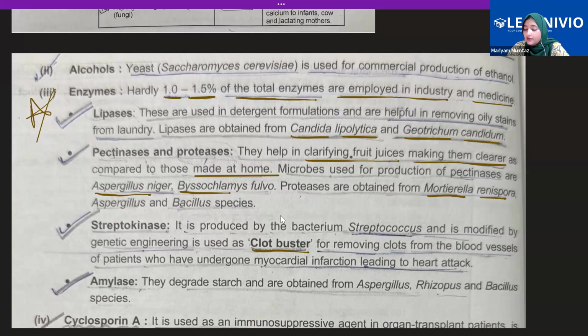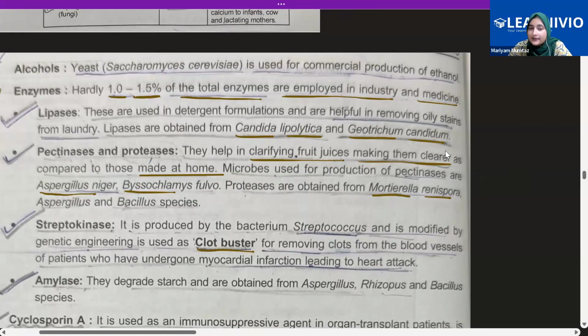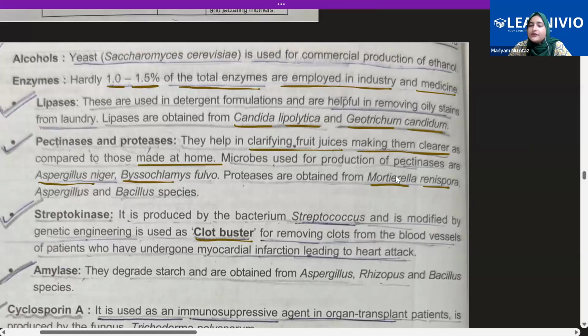Also, you might have seen that the juice that you take out at home has pulp. It is thicker. But the juice that you get from the market is very smooth and very clear. So pectinases and proteases help in clarifying the fruit juices to make them clear. And the ones that we have at home are not that clear, right? Microbes used for the production of pectinases are Aspergillus niger, then Byssochlamys fulva. Proteases are obtained from Mortierella renispora, and Aspergillus and Bacillus species.